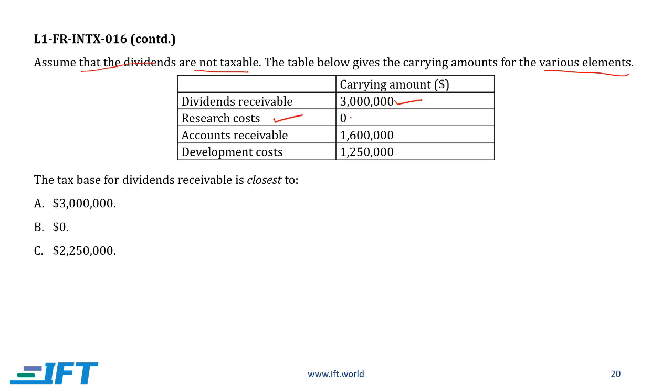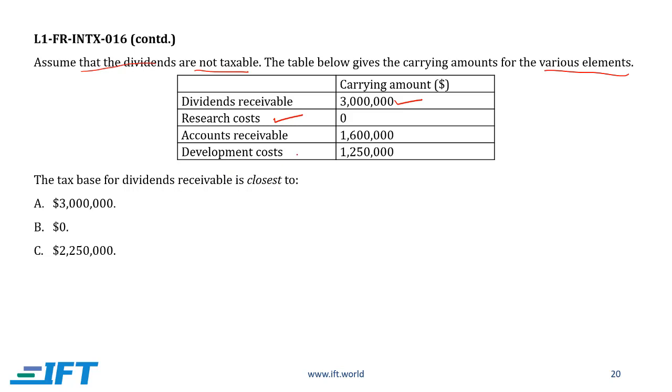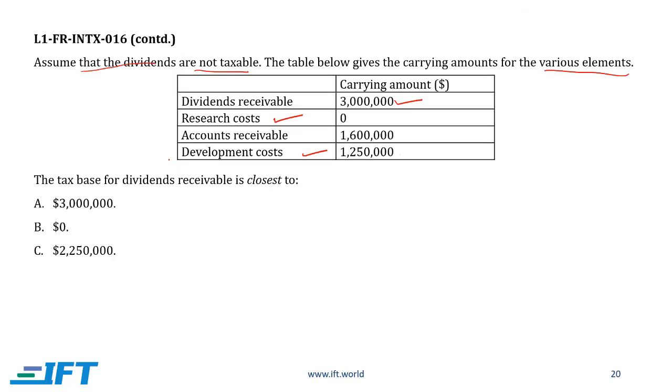Research cost is how much? What's your carrying amount? 0. Are we surprised? No. Why? Because the research cost was expensed. And obviously if you expense, your carrying amount would be 0. Development cost is how much? 1.25 million. Are we surprised that your carrying amount is 1.25 million? No, we shouldn't be. Okay, so now we talk about account receivable. So your carrying amount is 1.6 million.